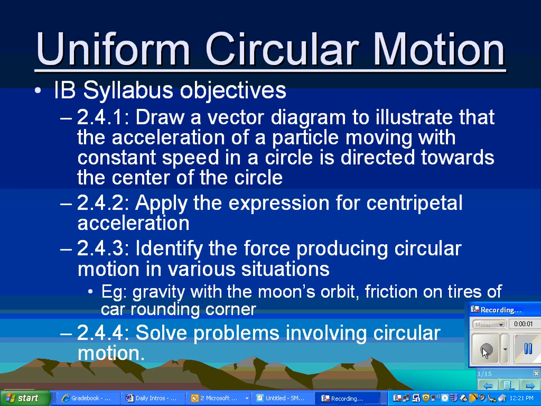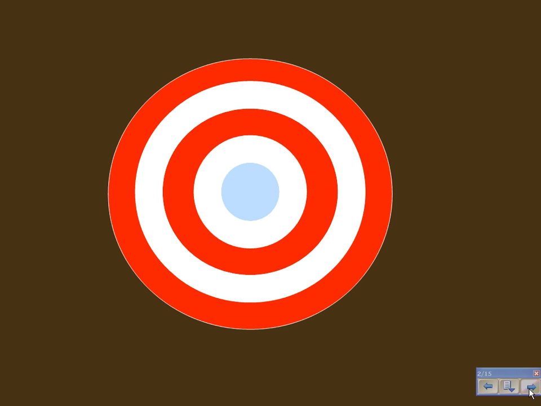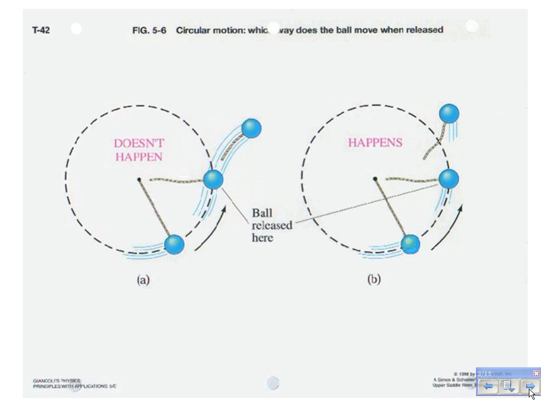This is what IB expects you to know about circular motion. This is from your IB syllabus, 2.4. There's a variety of things to know about circular motion, and this is what we will hopefully cover today. So this was my original target, but this is what we need to talk about. You just swing this stopper around to try to hit the target.